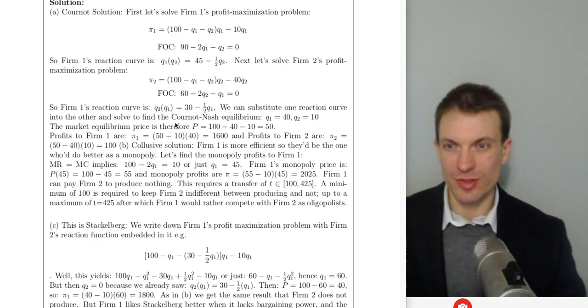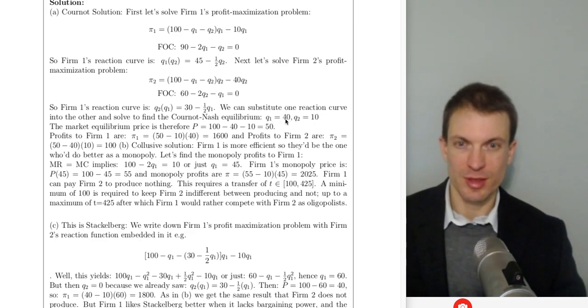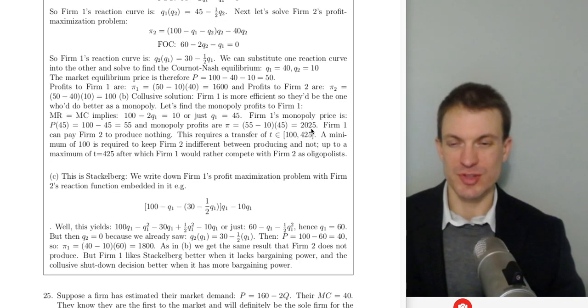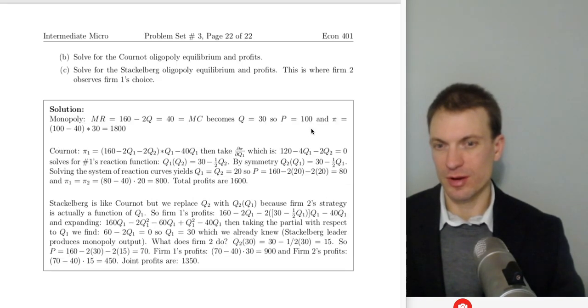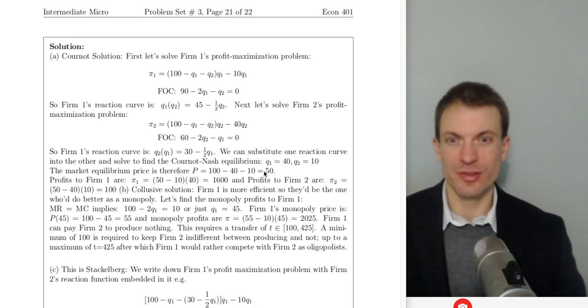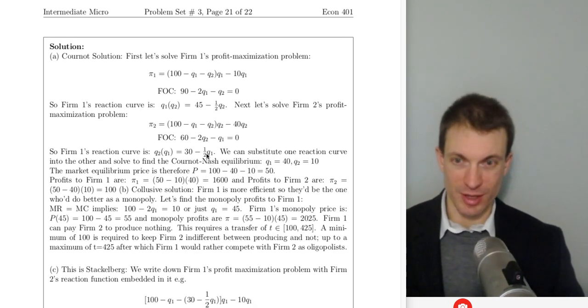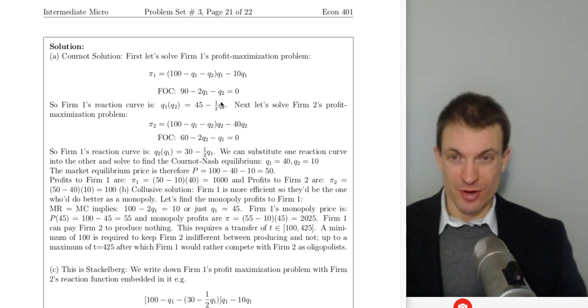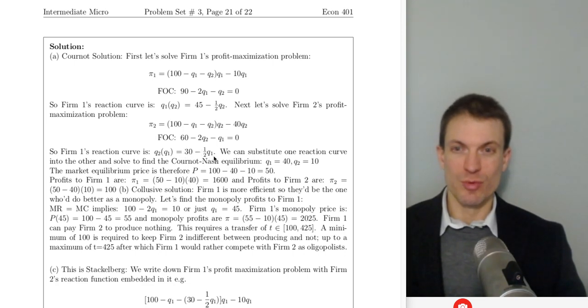Substitute one into the other and find the Cournot equilibrium. And so that's going to be 40 for firm 1, and for firm 2 it's 10. Did I do that one? I must not have done it. Okay, sorry. Let's just verify this. This is just algebra. Going up to firm 1's reaction curve, rather than writing Q2, you're going to write the quantity 30 minus 1/2 Q1.